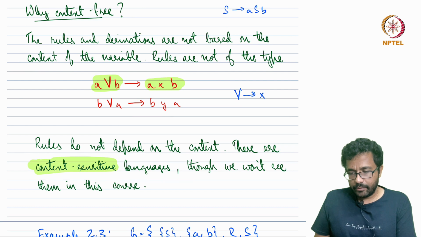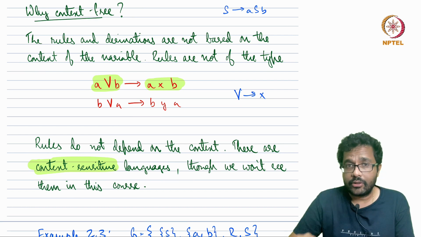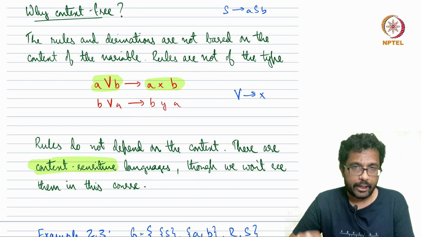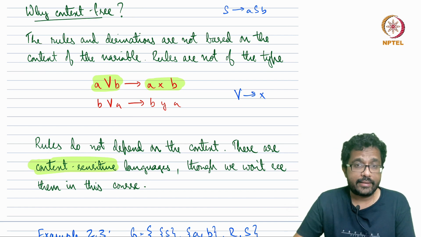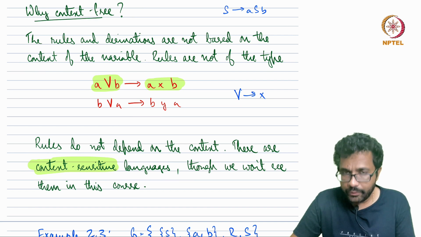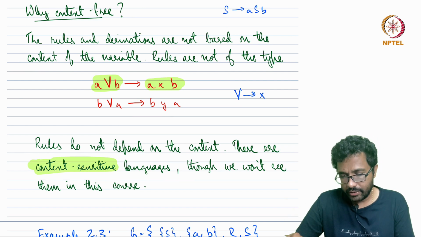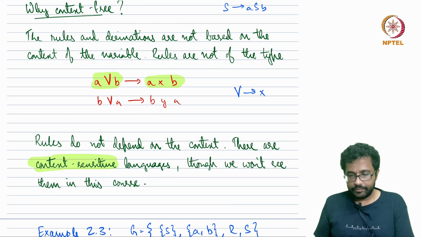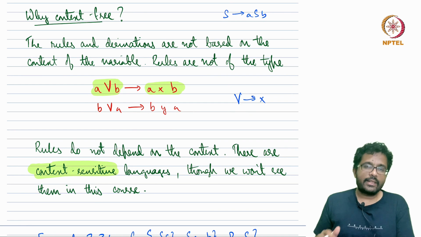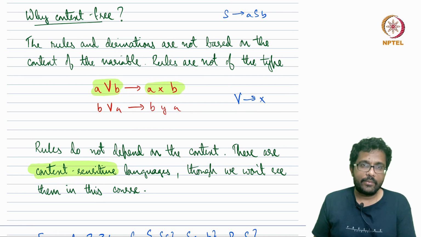There are cases where we can form grammars and languages in which we do bother about the context. These are called context sensitive grammars or context sensitive languages. However, we are not going to be covering them in this course. In this course we will only be looking at context free languages. So this is the reason for the name context free grammar.